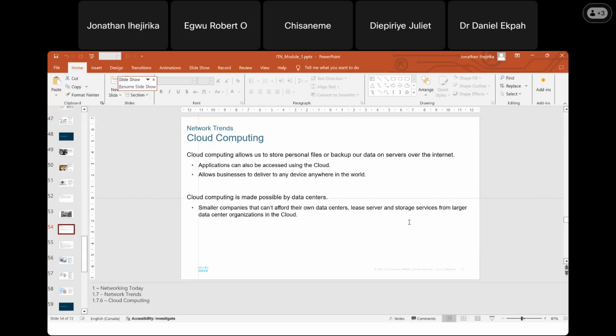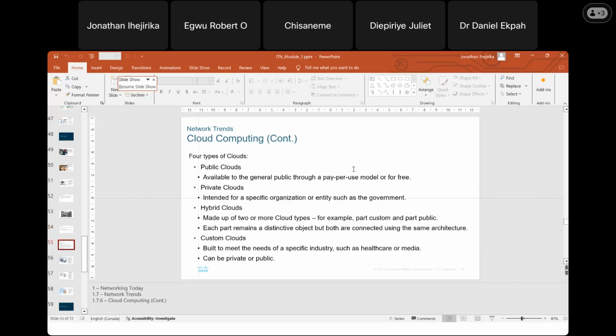Smaller companies that can't afford their own data centers lease servers and storage devices from larger data center organizations in the cloud. For instance, AWS, Amazon Web Services, and Microsoft Azure. Those are some of the popular cloud service providers we have.